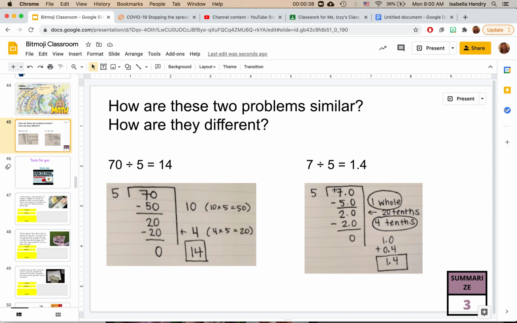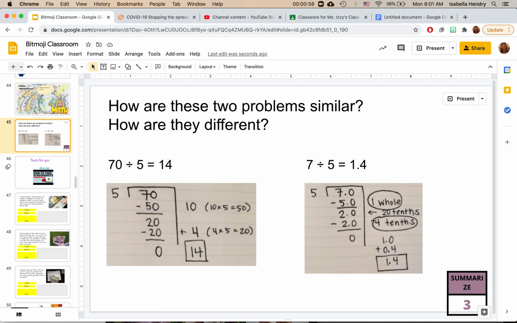This person did 7 divided by 5. So they started with 7 wholes. First they took out 1 whole for each of the 5 groups. Then they took out 4 tenths for each of the 5 groups. And so their answer was 1.4.